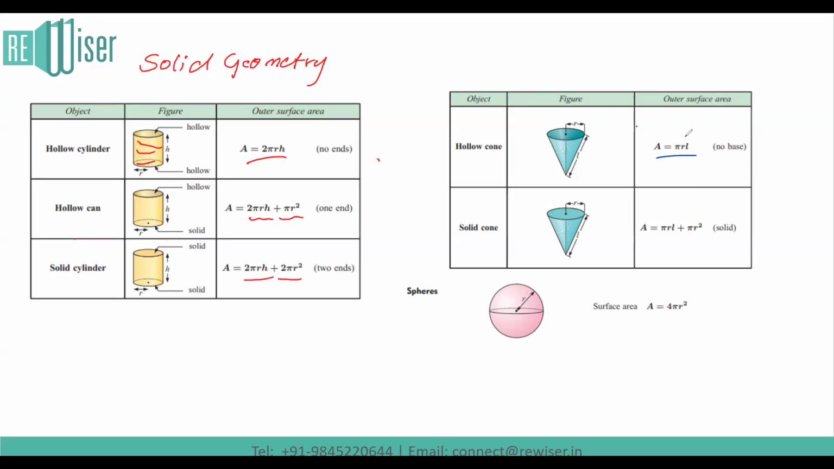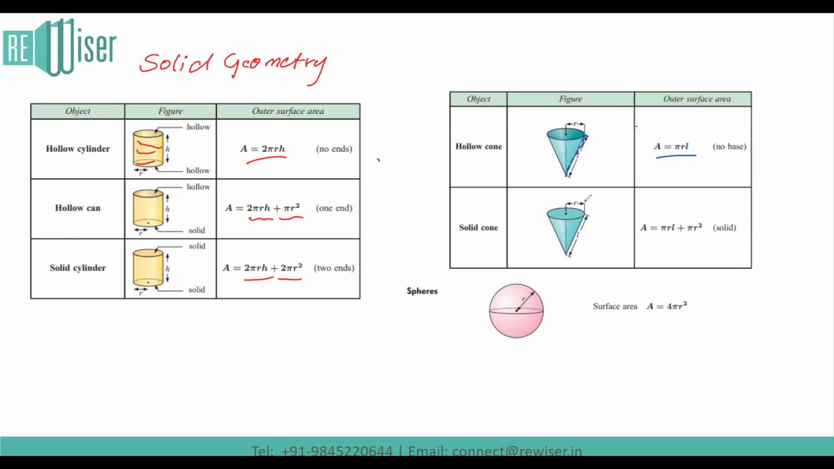Cone outer surface area is pi r l. Here the top is open, and L is the slant height. So it is not the actual height, it is the slant height of the cone. This is pi r l. And a solid cone means the top surface is closed.